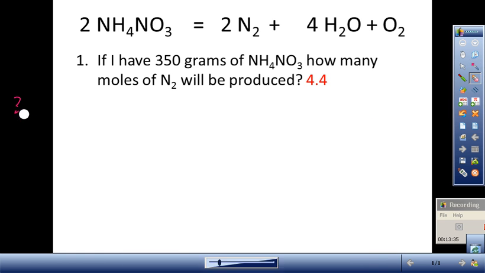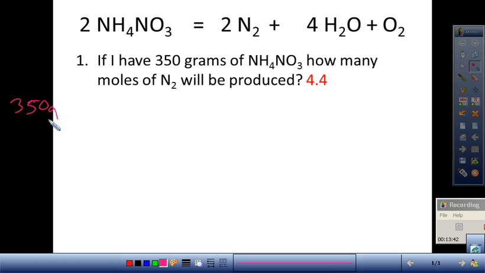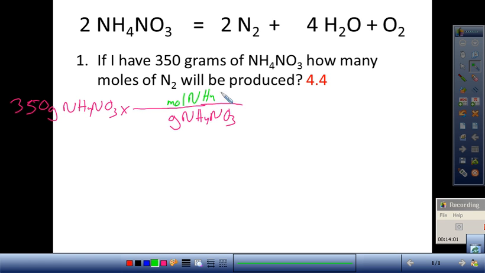Here I'm starting off with 350 grams. I don't want grams of that stuff. I do want moles. One mole in the fraction, so I use 1. My molar mass is 80. I did that in a previous problem, so go back to that one if you need to check it.